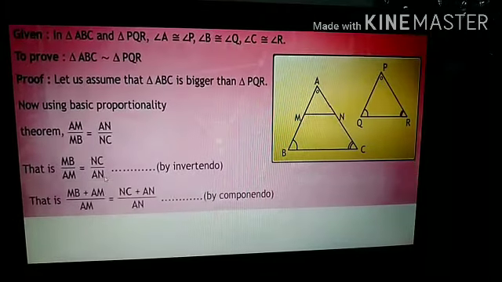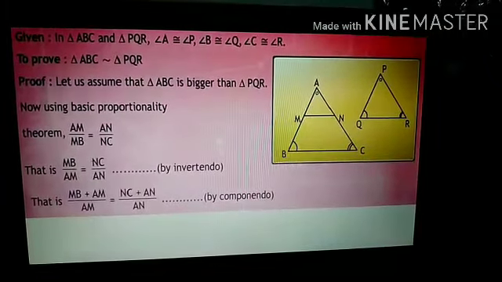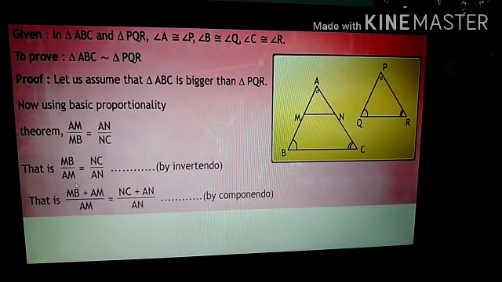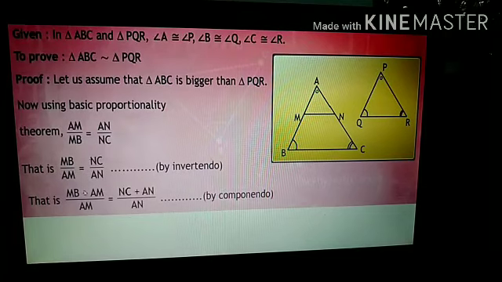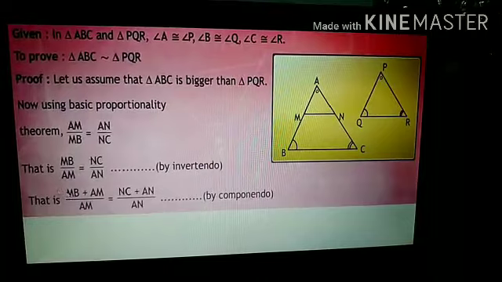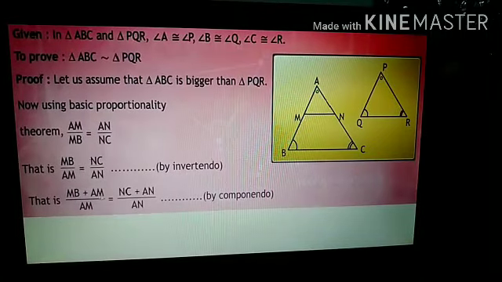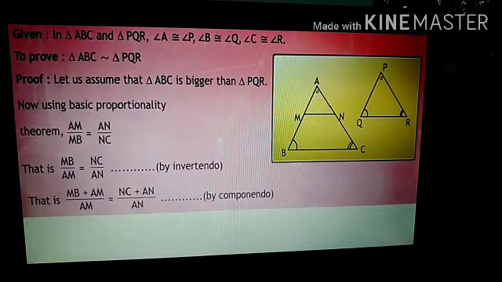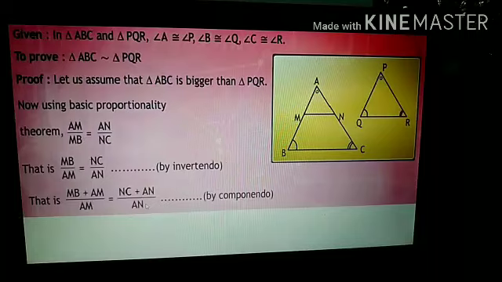To the same ratio, we are now going to apply the principle of componendo. In componendo, the numerator and the denominator is added and the denominator is written as it is. So the ratio is MB plus AM upon AM is equal to NC plus AN upon AN.